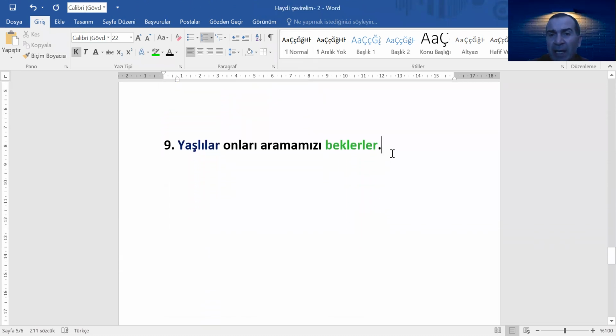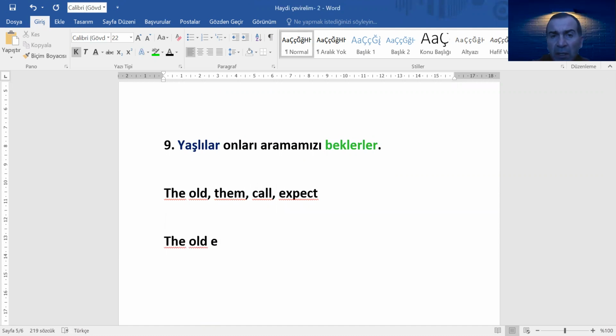Yaşlılar onları aramamızı beklerler. Yaşlılar, the old. Onları, them, aramak, yani telefon etmek, call veya phone. Beklerler, beklemek, expect. The old, aramamızı. Bizim aramamızı beklerler, yani bizden aramamızı beklerler. The old, yaşlılar, expect us to call them.